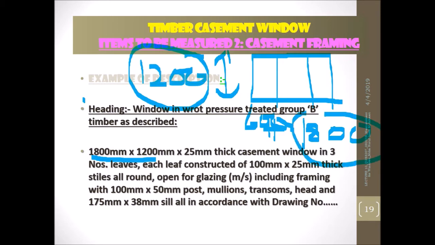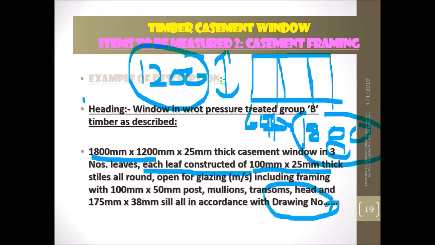So in the description, we have to write down each leaf constructed with 3 numbers of the panel, and then this is the size of your casement, 100 times 25 mm thick. Okay, including the post, mullion, transom, head and the sill according to drawing number. So this is the most important.